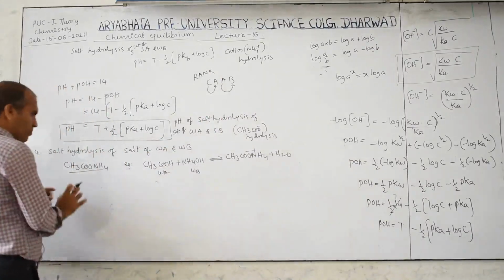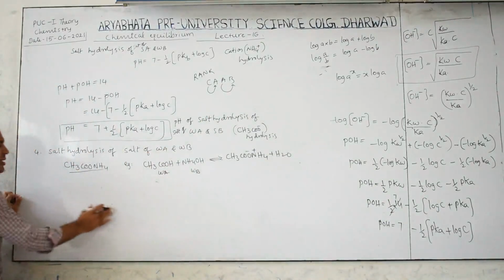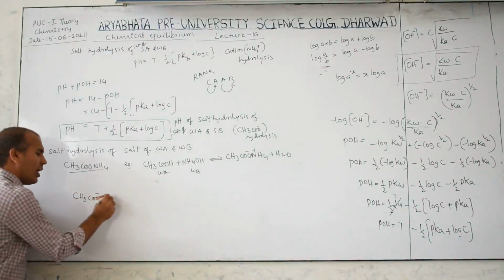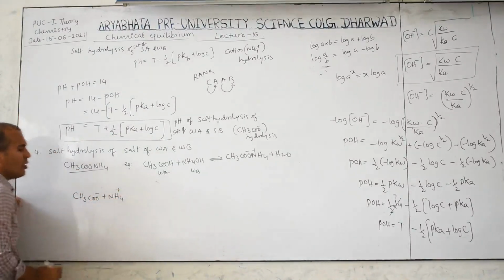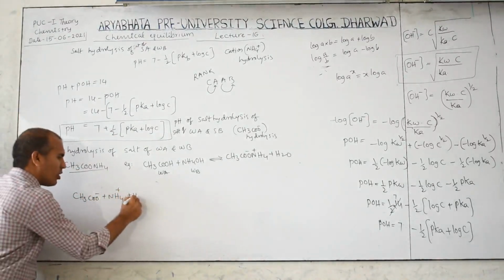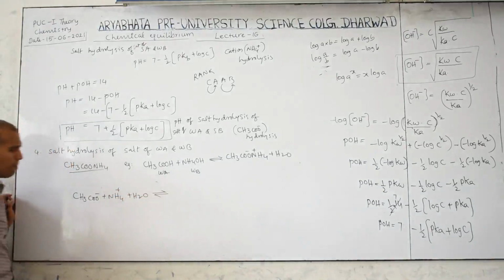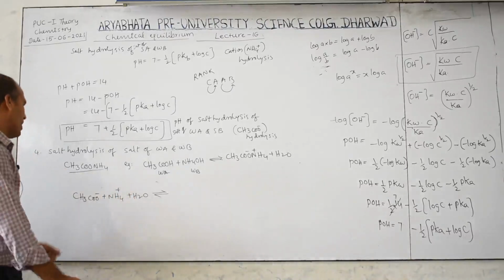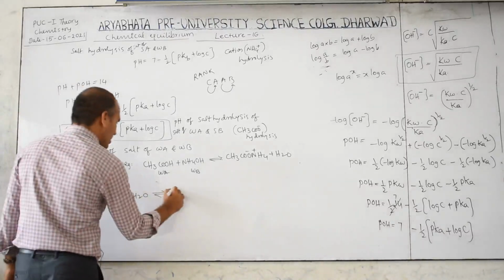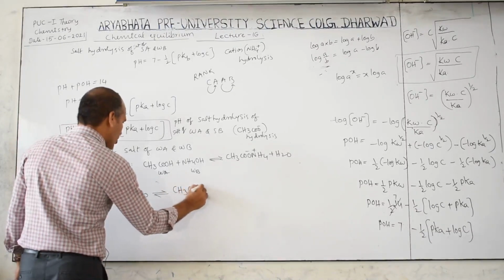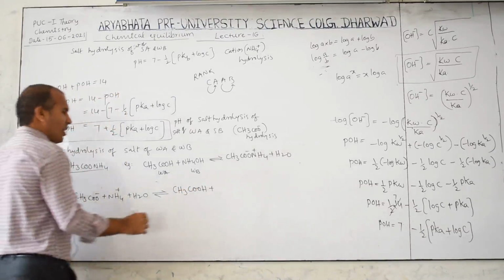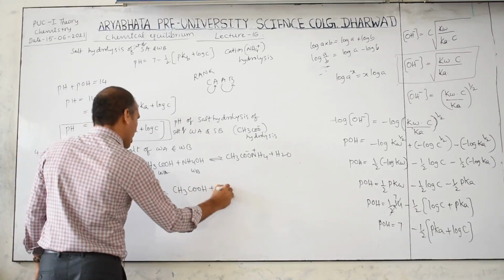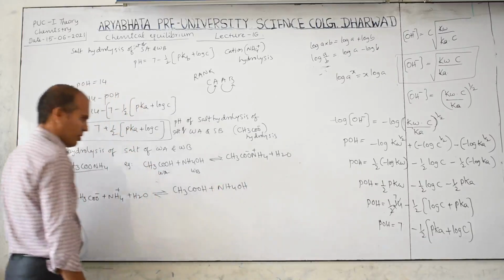So now we know this is a salt. This salt ionizes into CH3COO minus and NH4 plus and reacts with water. Then this will be formed. Here water means we have H plus and OH minus. H plus added to this is converted into CH3COOH, and OH minus added to this is converted into NH4OH. Clear?